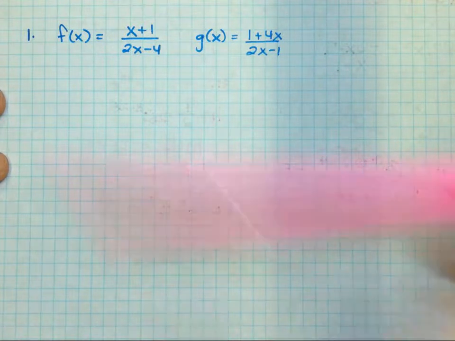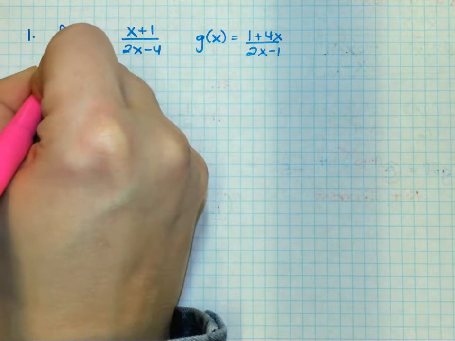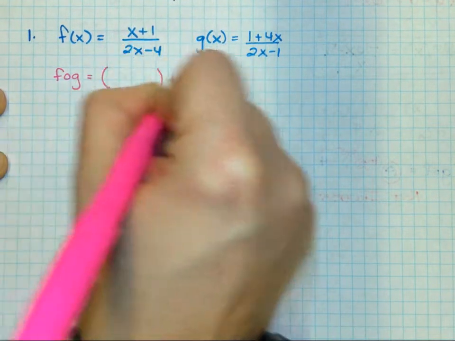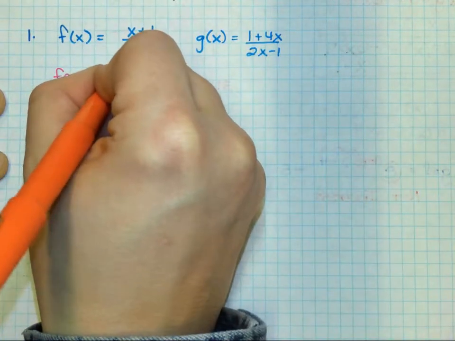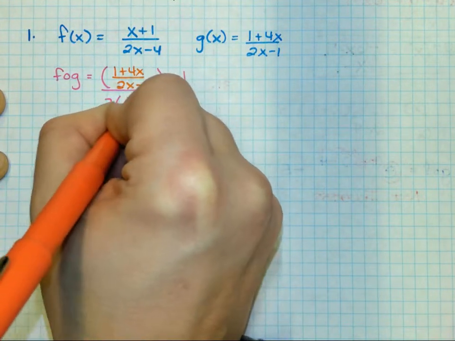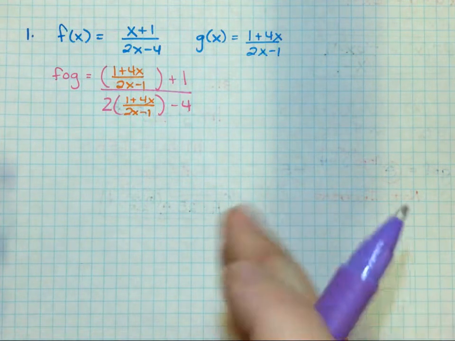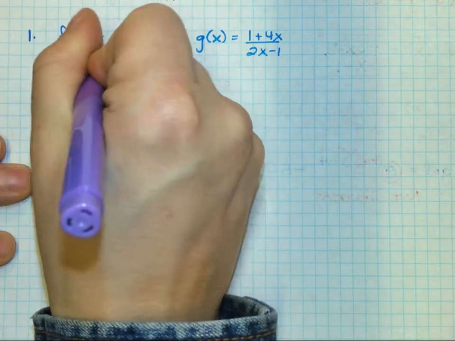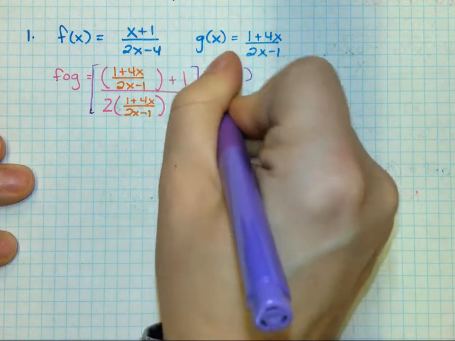F of g, okay? Now I'm just going to do one of them because the other one works out the same way. But you do need to show both if the answer is yes. So f of g, I would start off with f, plug in g, 1 plus 4x over 2x minus 1. Okay? Then what would we do at this stage? Multiply by 2x minus 1. Good, because those are the common denominators.